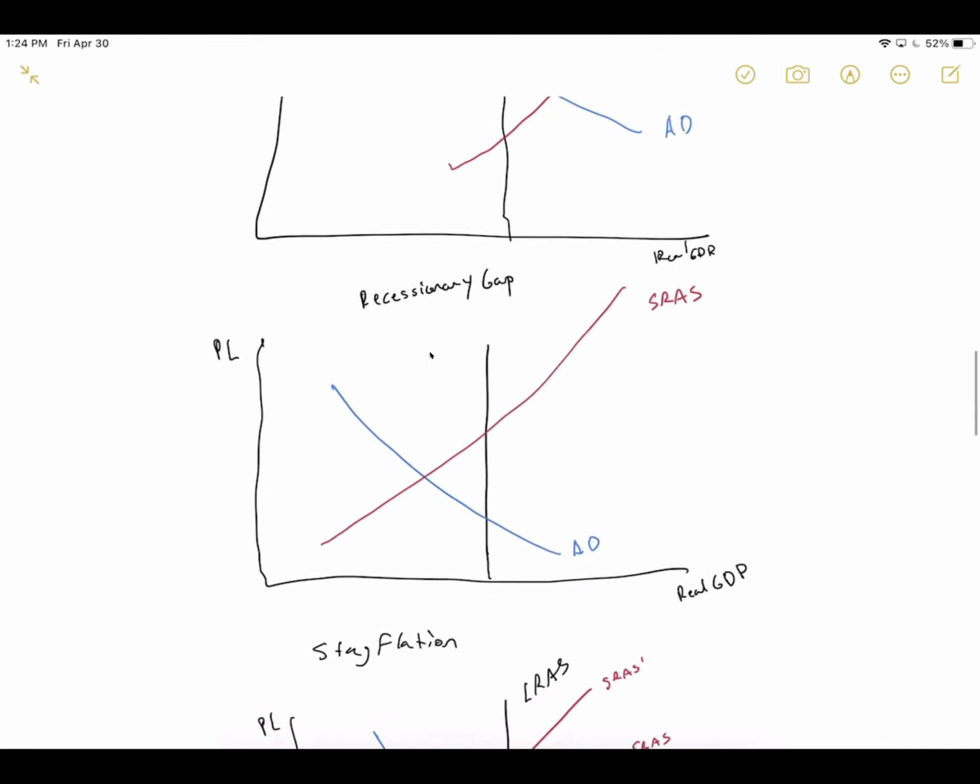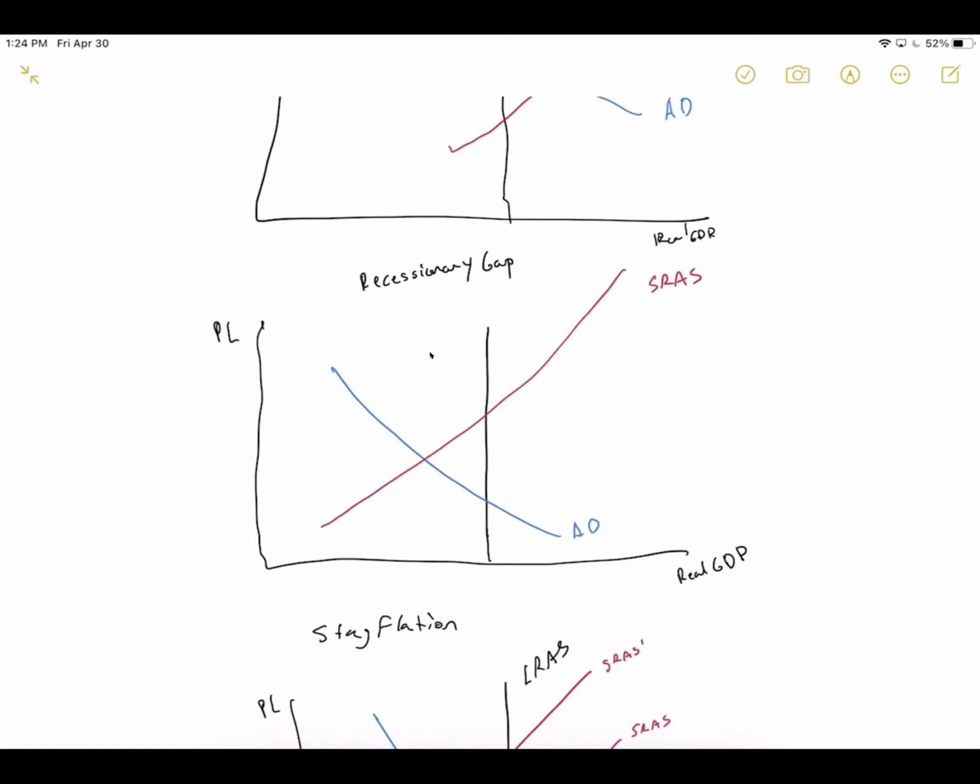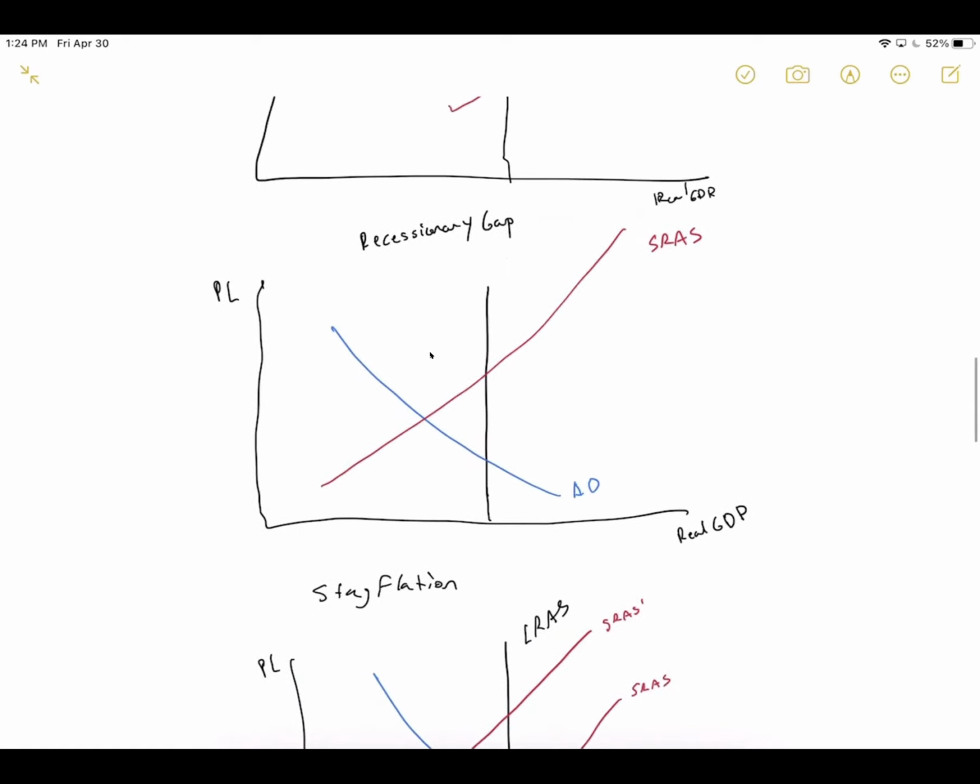A recessionary gap is just the opposite. That's saying that the aggregate demand curve and the short run aggregate supply curve are at a lower price level, and if I were to draw a little point from where those two curves intersect, the short run aggregate supply and the aggregate demand curve, we're at a lower output level.